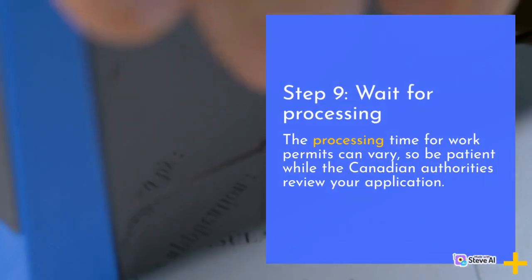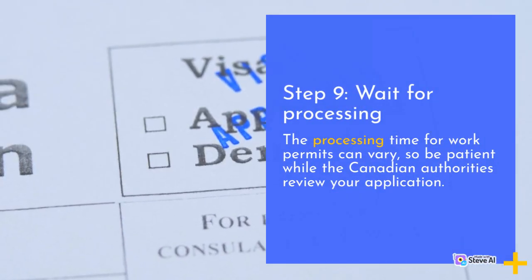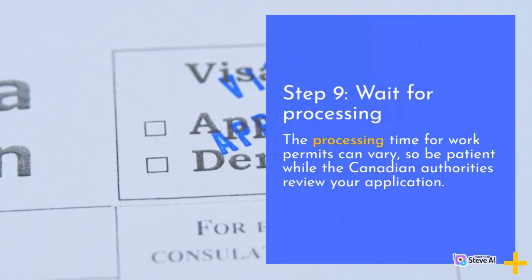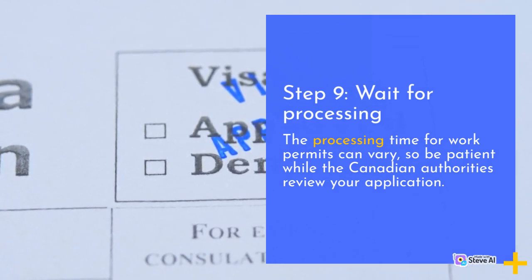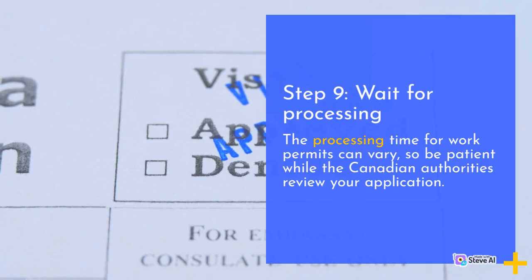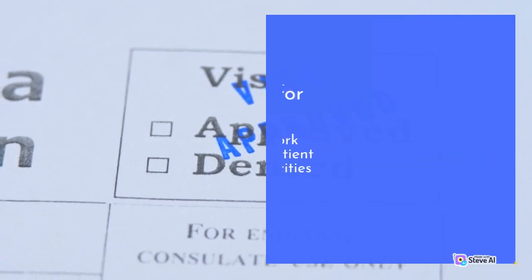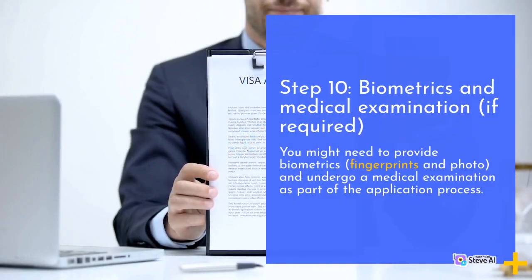Step 9. Wait for processing. The processing time for work permits can vary, so be patient while the Canadian authorities review your application. Step 10. Biometrics and medical examination. If required, you might need to provide biometrics, fingerprints and photo, and undergo a medical examination as part of the application process.